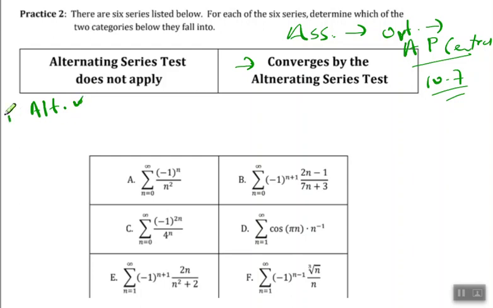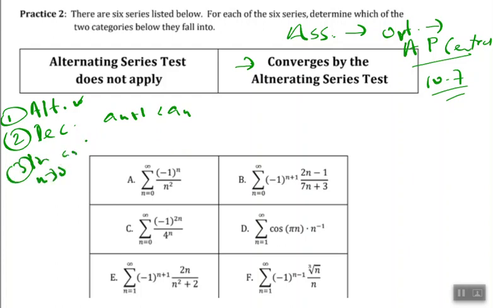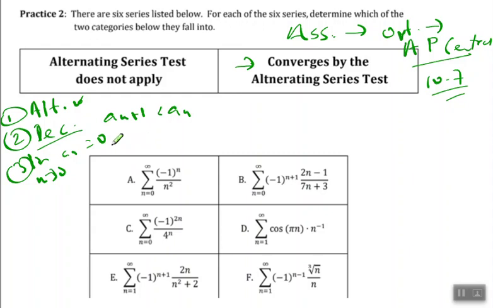And we need to check that it's alternating. We need to check that it's decreasing, which is saying a sub n plus 1 is less than a sub n. And then we need to know that the limit as n goes towards infinity of a sub n equals 0. Most of the time, we're going to choose those number 1 and number 3, and it's going to work. But we also need to check that it's decreasing, as we saw in that other example that I gave you.